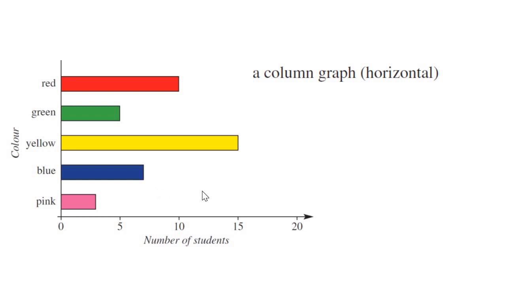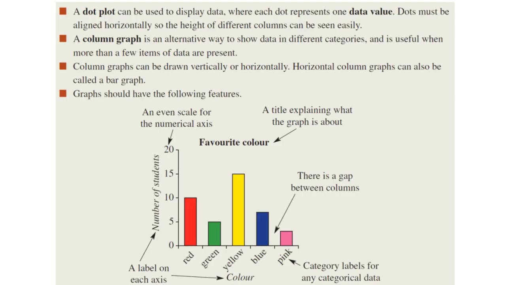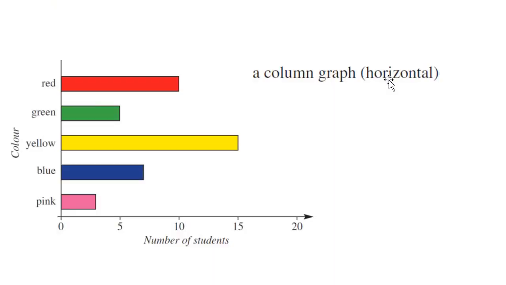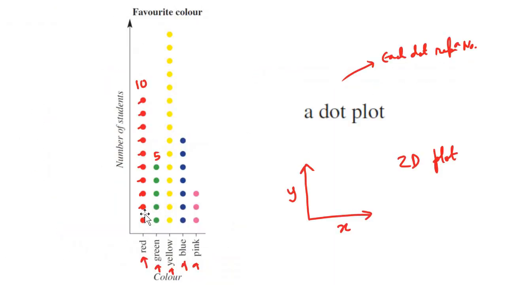Now let us do a quick recap of what we have covered. We have talked about the dot plot. So what is a dot plot? A dot plot can be used to display data where each dot represents one data value. This is important. Each dot represents one data value. Dots must be aligned horizontally so that the height of different columns can be seen easily. See over here, they are horizontal. Here also they are horizontal. I mean to say they are aligned perfectly.